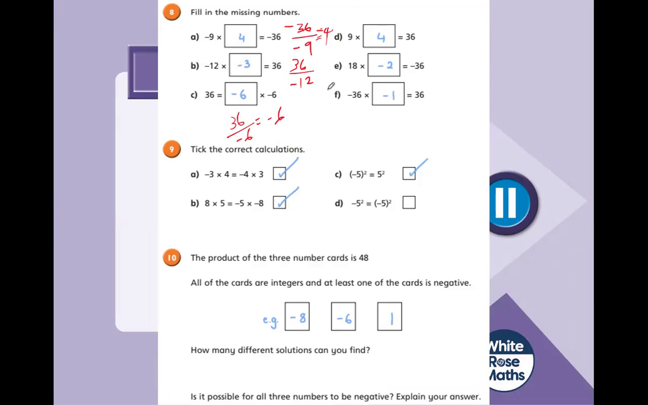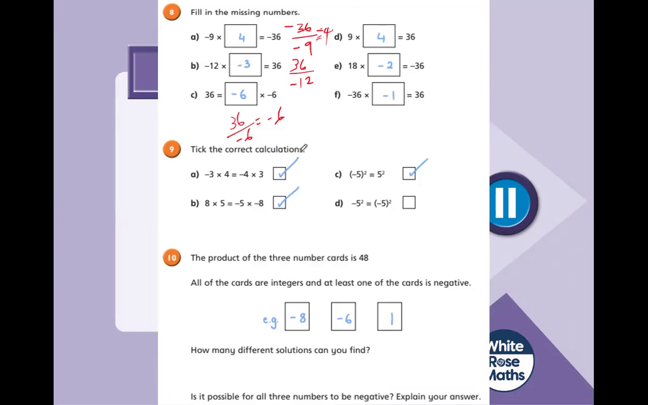So multiplication does the same thing as division. Division obeys the same rule. So if we do the inverse operation, 36 divided by 9 will give me 4. Negative 36 divided by 18 will give me negative 2, right? 36 divided by negative 36 will give me negative 1.